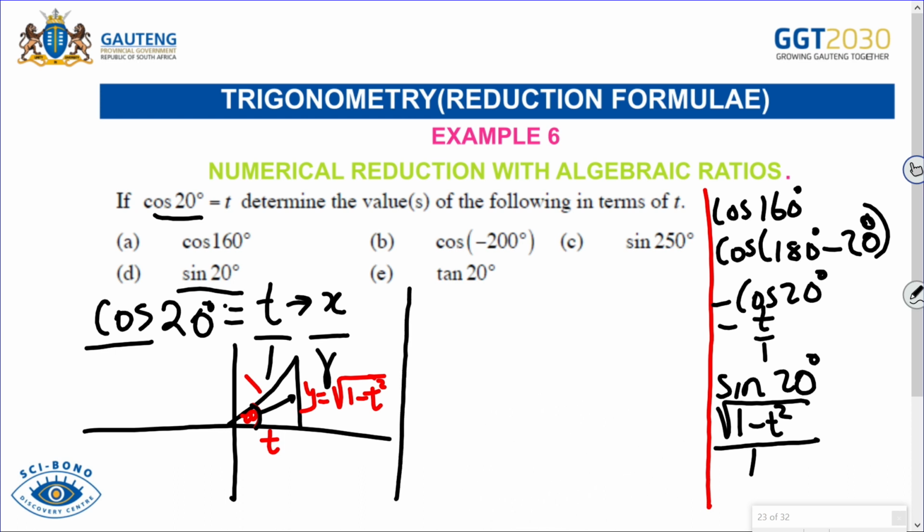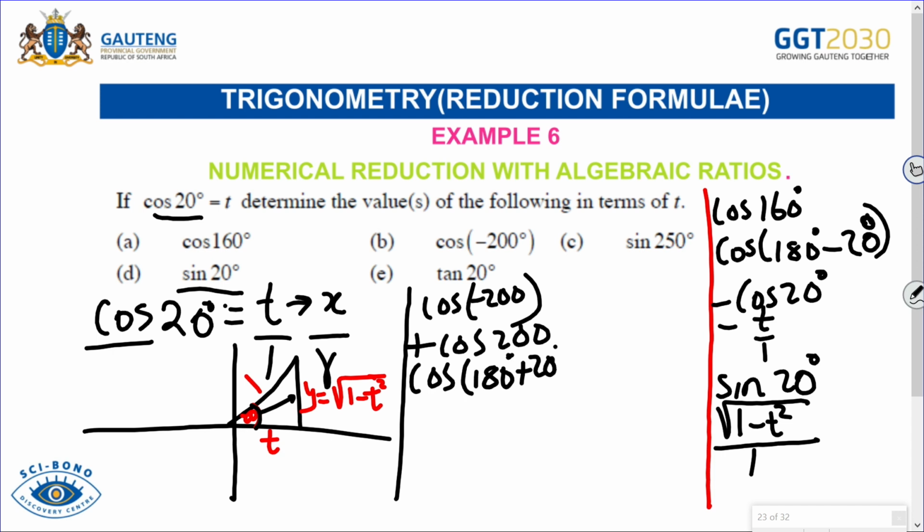Okay, so now we are looking at cos of negative 200. Negative angle, we said it's in the fourth quadrant, and in the fourth quadrant, cos is going to be positive. Cos of 200, and 200, it's in the third quadrant, so you'll say cos of 180 degrees plus 20. You will get cos of 180 degrees plus 20. It's in the third quadrant, so in the third quadrant, cos is negative. You'll get negative cos of 20 degrees, and obviously your negative cos 20 degrees is going to be negative t all over 1, all right?